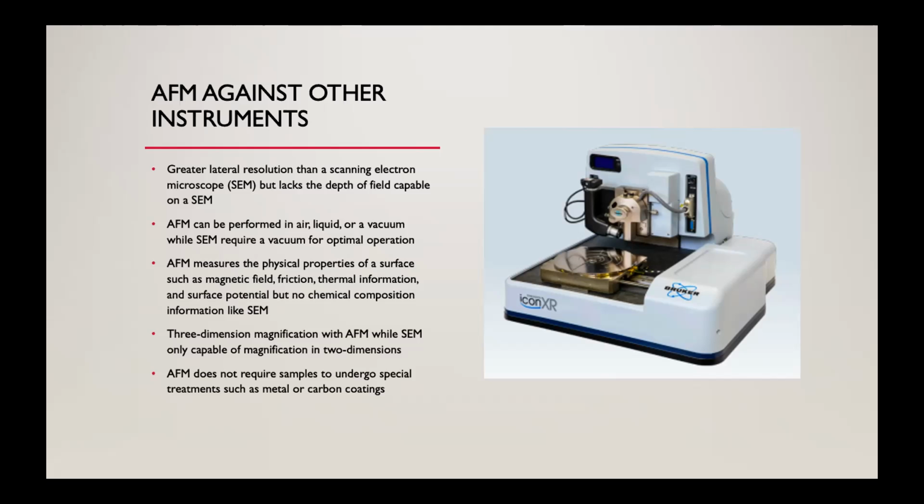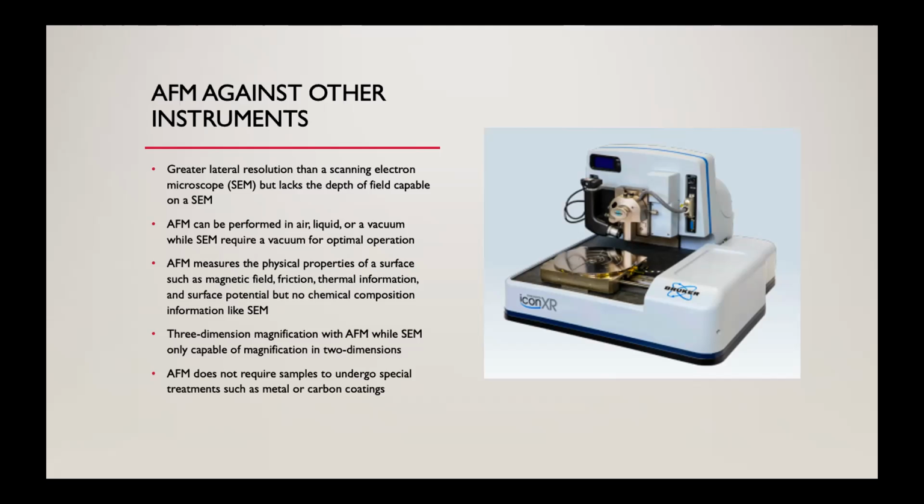One of the biggest advantages for AFM is that its imaging and scanning can be performed in an air medium, a liquid medium, or in a vacuum, whereas the scanning electron microscope often requires a vacuum for optimal operation. The AFM measures physical properties of a surface, so this includes the magnetic field interactions, the friction, thermal information, and surface potential. But it can't tell any chemical composition information like in a scanning electron microscope. So you are able to get a lot of those physical properties from the nanosurface that can be very valuable, but you can't actually get any of the chemical information from the material.